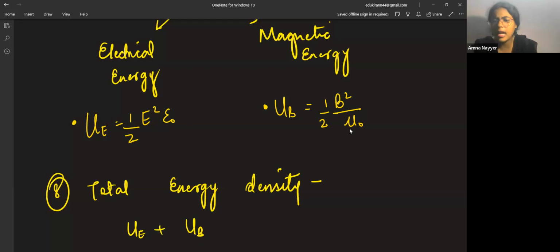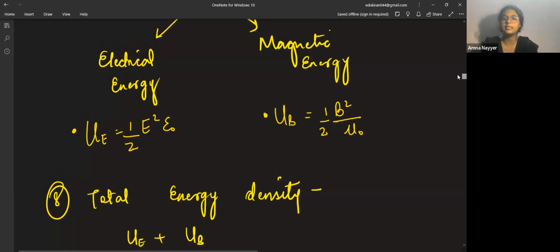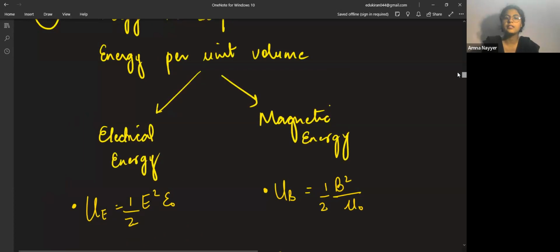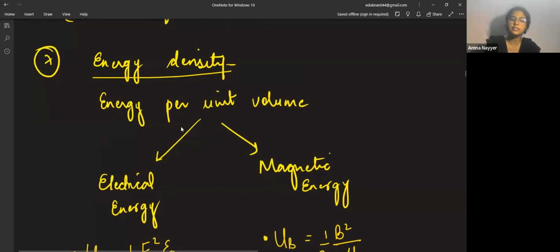But the thing is that this is not in your syllabus, the derivation of magnetic energy density. These are not just energies, these are energy densities. The main heading is this: energy density. So these are energy densities. So these are individual energy densities.